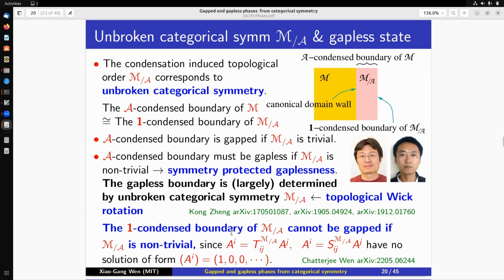Okay. Then if this one-condensed boundary is gapped, it must satisfy this condition. Therefore, we just need to find this necessary condition. So we must have a non-negative integer vector satisfying this condition. Okay. However, this matrix has one row, also one column, since the matrix is symmetric, describing the so-called quantum dimensions. So the matrix has one row with all positive entries, with the same sign.